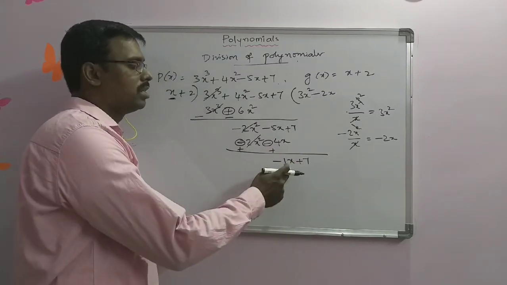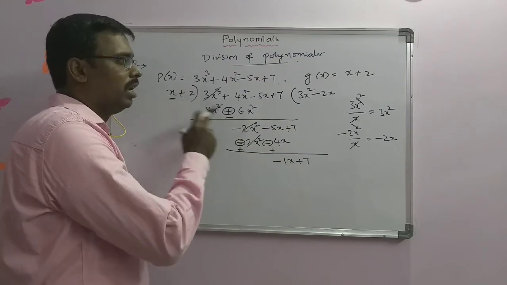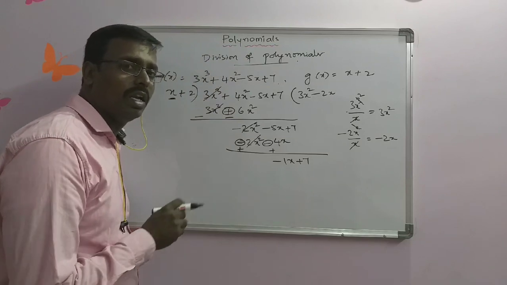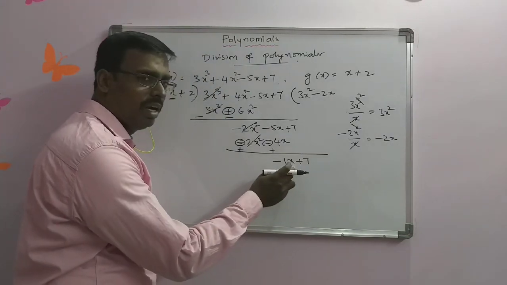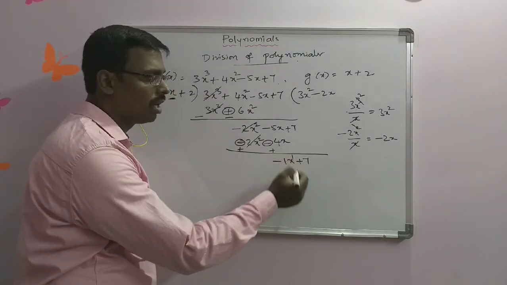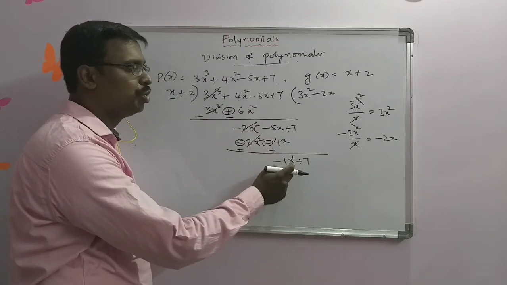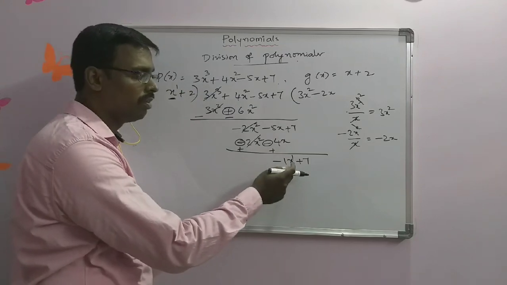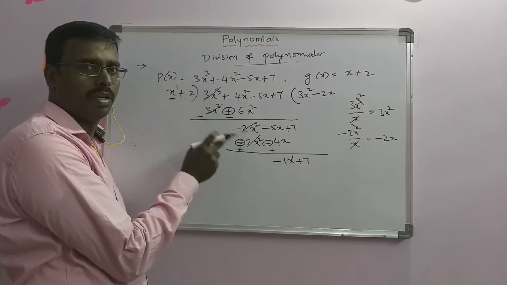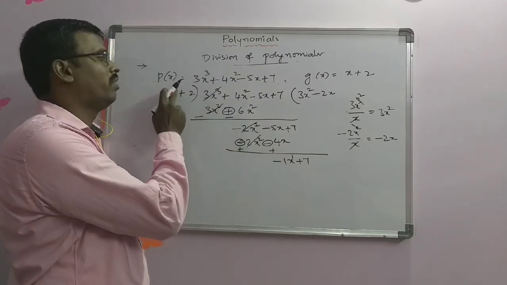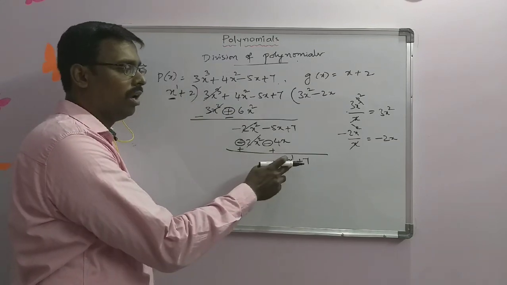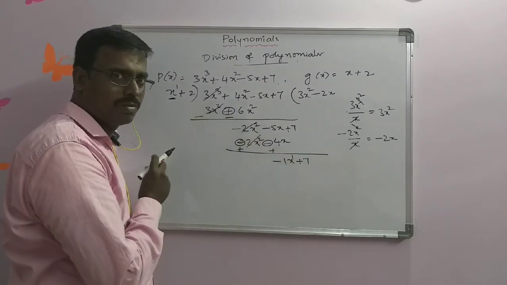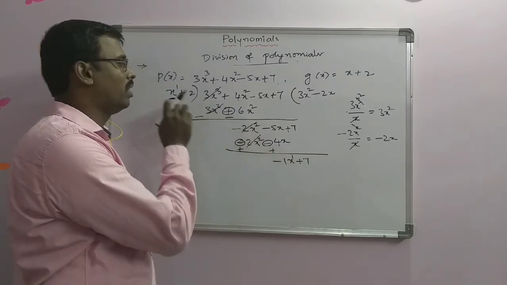Again first term by first term. How many times should we do this? Until the remainder's degree is less than the divisor's degree. Here the degree is 1, and there also the degree is 1, so I can go for one more step. If you had degree 1 in the remainder and degree 2 in the divisor, then you could not do that first term by first term process. So here we have another opportunity.